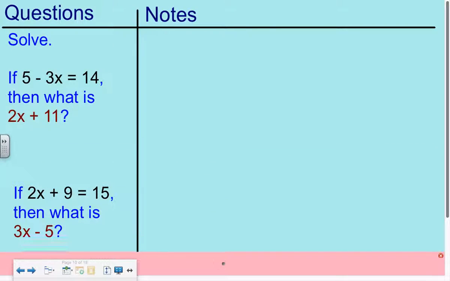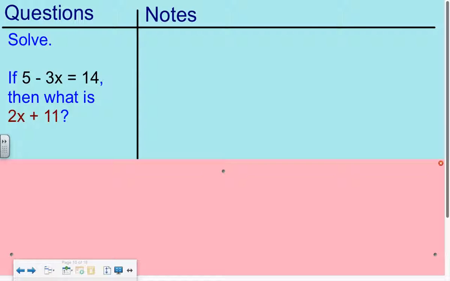Alright, so this problem is going to look a little bit different than the last two slides. So first of all, our directions say to solve, but this is kind of a two-part problem. So let's just look at the first one first. It says if 5 minus 3x equals 14, then what is 2x plus 11? So I've kind of got one equation and one expression that I'm being given.